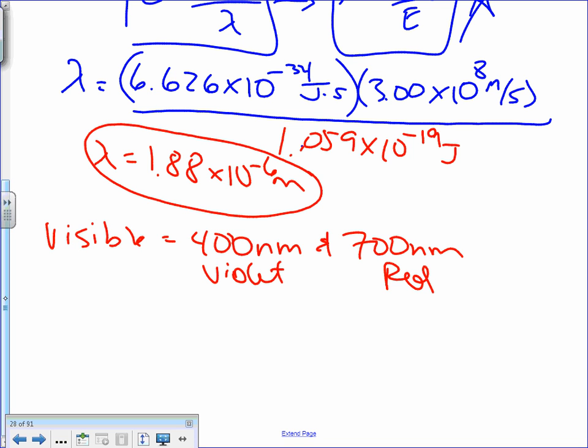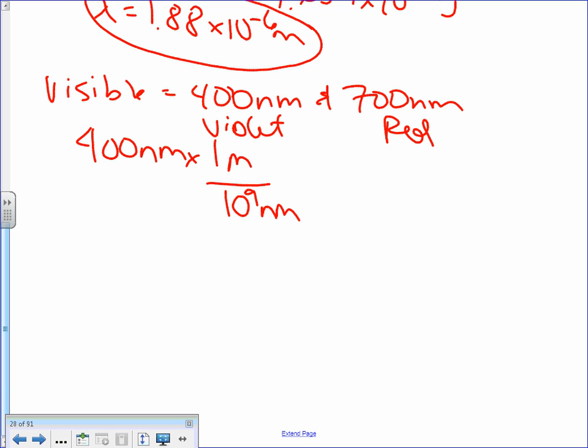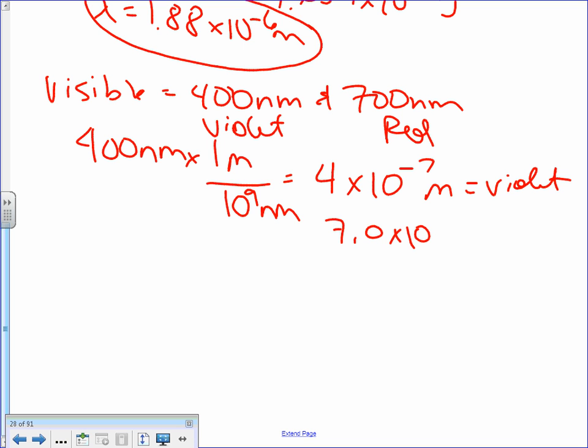Most of the time, visible light is times 10 to the negative 7th because 400 nanometers times 1 meter over 10 to the 9th nanometers. This is your metric conversion. Nano is 9, remember that, to the 9th power. So 400 divided by 10 to the 9th is 4 times 10 to the negative 7th meters. That's violet. So then you can assume, quantitatively again, 7.0 times 10 to the negative 7th meters is red.